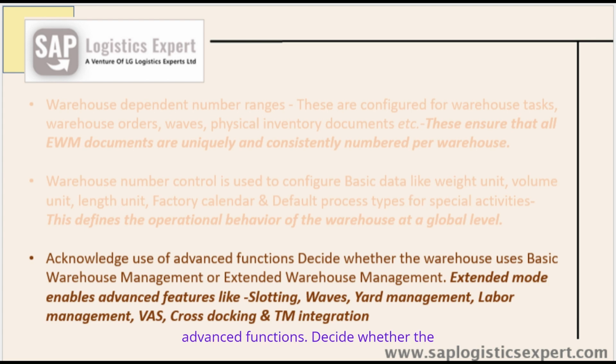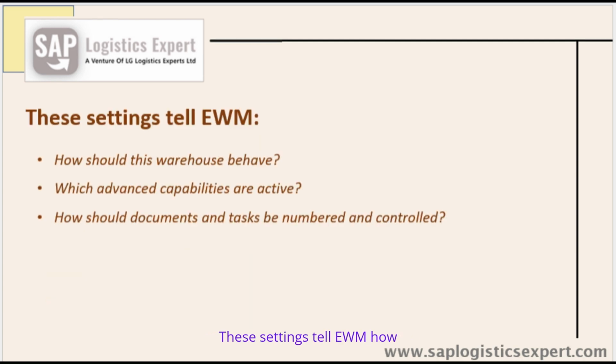Acknowledge use of advanced functions. Decide whether the warehouse uses basic warehouse management or extended warehouse management. Extended mode enables advanced features like slotting, waves, yard management, labor management, VAS, cross-docking, and TM integration. These settings tell EWM how this warehouse should behave, which advanced capabilities are active, and how documents and tasks should be numbered and controlled.